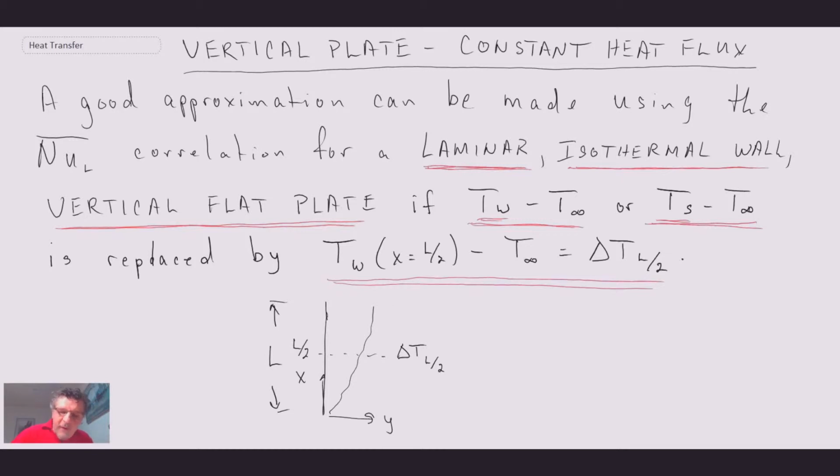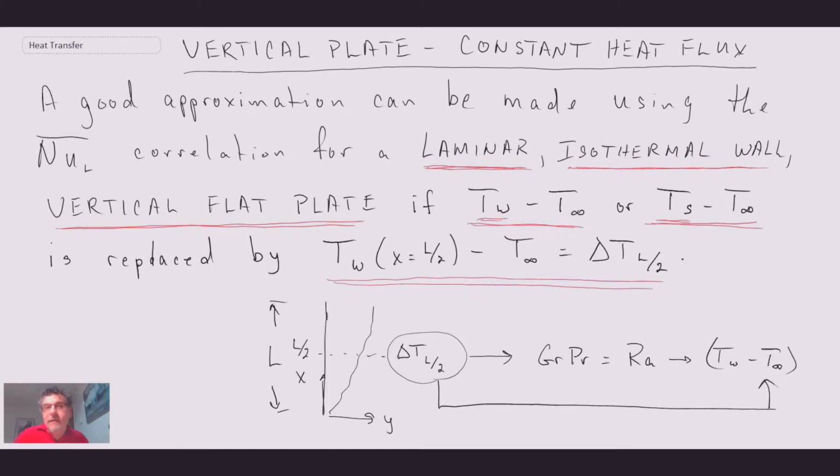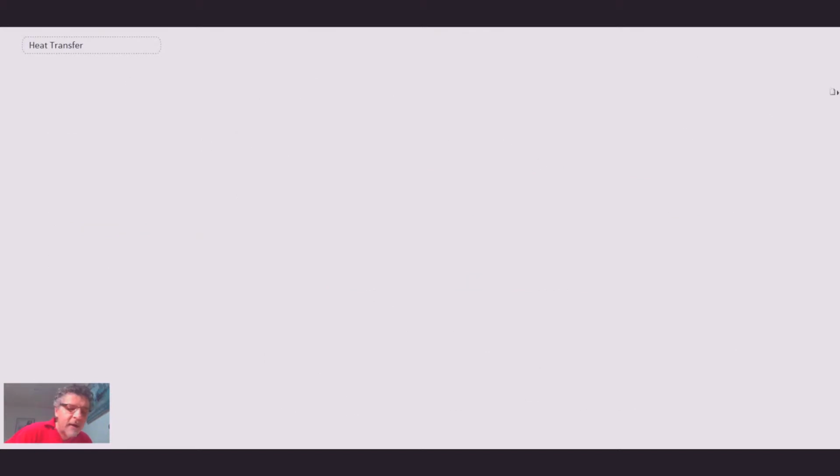And it turns out that if we use this temperature and we bring that into our Grashof-Prandtl number relationship, which is also Rayleigh, we had the temperature wall minus the T infinity embedded within that. If we replace that T wall minus T infinity in that expression, using the laminar expression, isothermal wall, vertical flat plate, we'll get a pretty good approximation. So what we're going to do is spend this segment trying to figure out how to determine this delta T at L over 2. So let's go through that now.